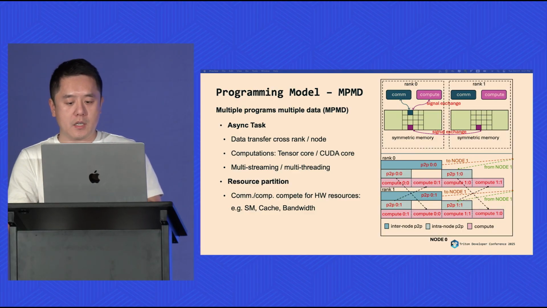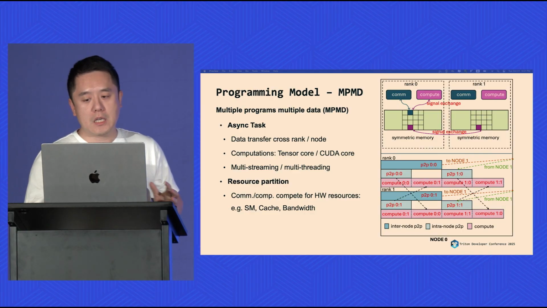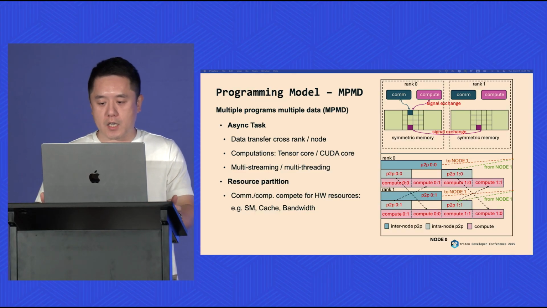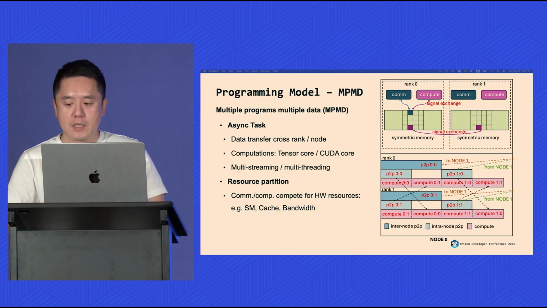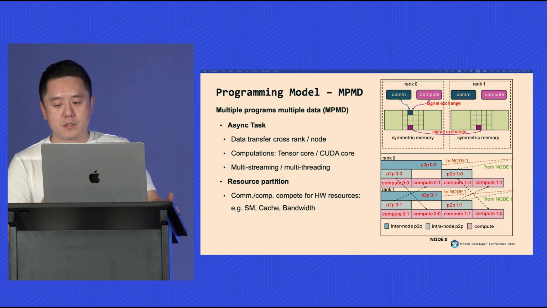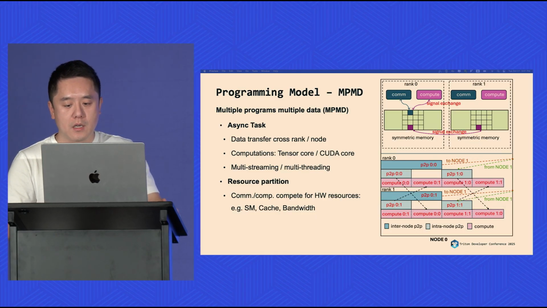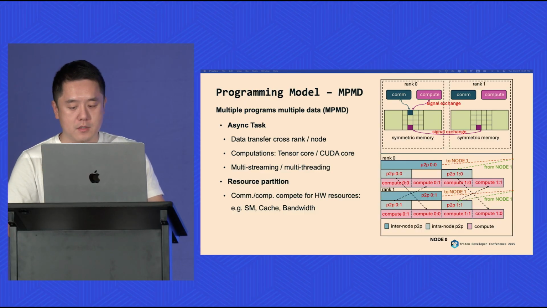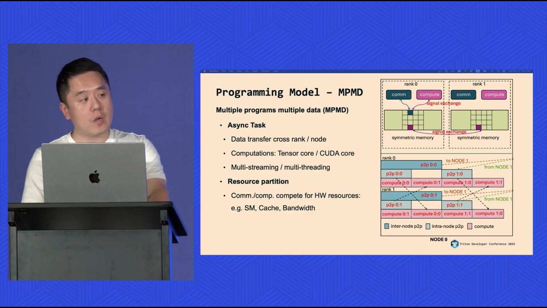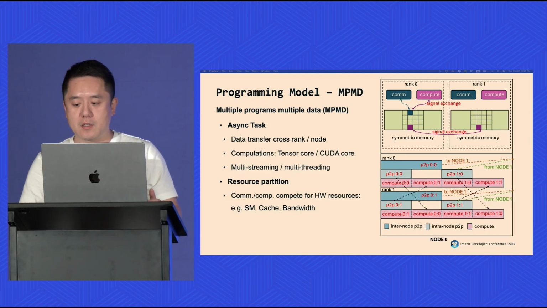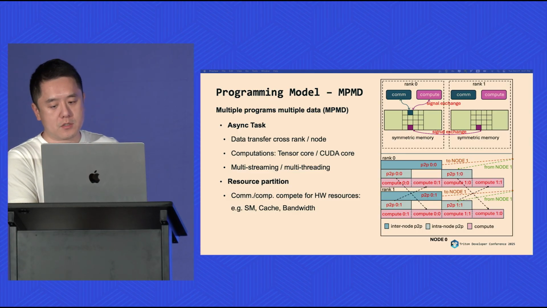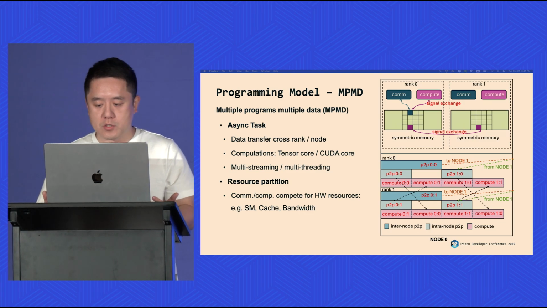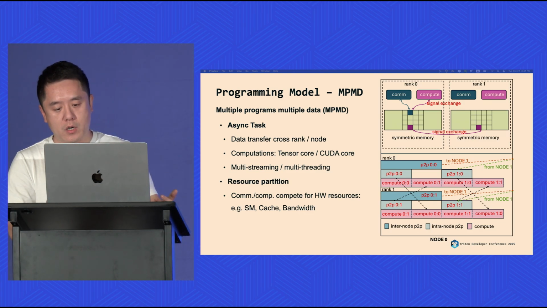Next is async task. Operations such as data transfer and computation are treated as async tasks and can run in parallel, and async tasks can be synchronized through signals. For different hardware backends, there are different ways to implement async tasks. For GPU, you can do multi-streaming and multi-threading. Multi-streaming relies on the runtime task queue, and with multi-threading you can leverage parallel hardware units.